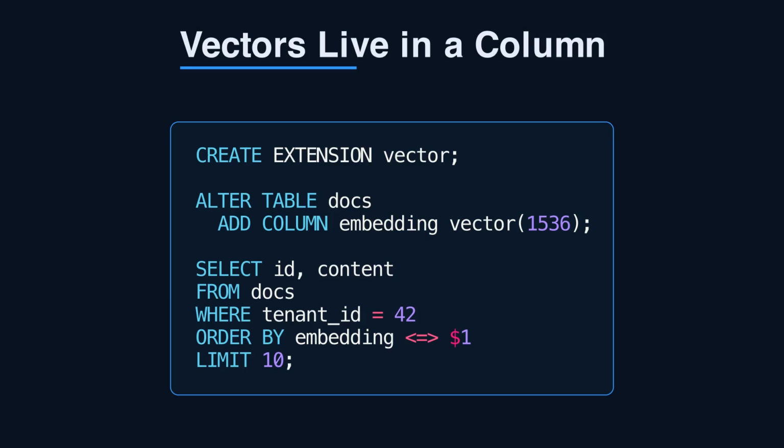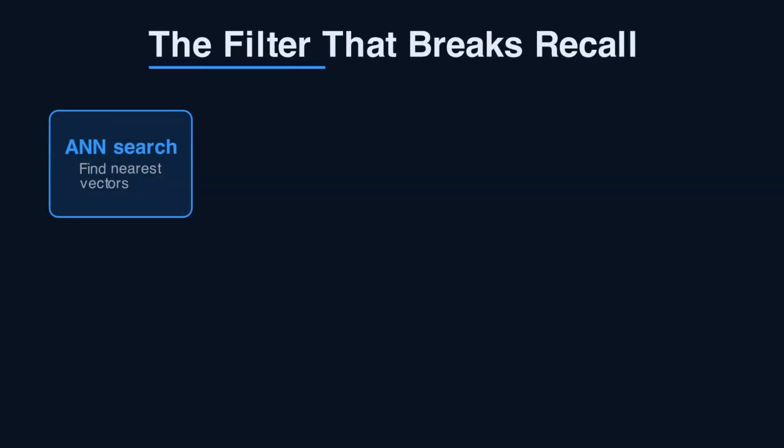Embeddings sit right next to your relational rows. No sync job, no second system to reconcile. Here's the column definition and a filtered nearest neighbor query. Here's the gotcha I promised.